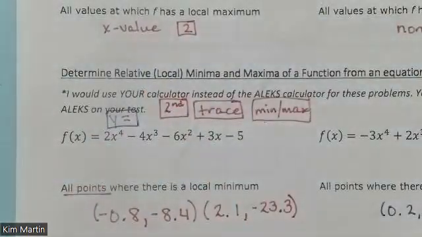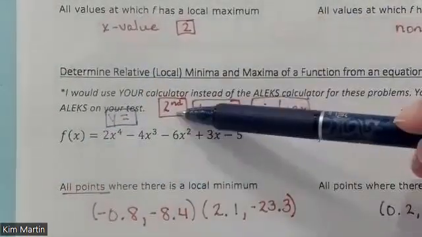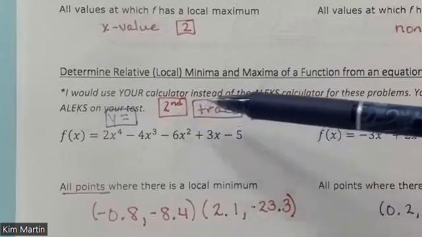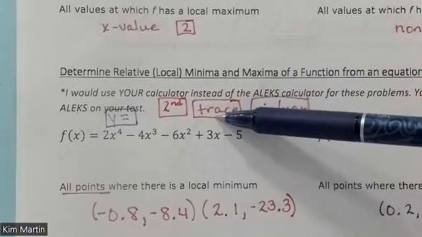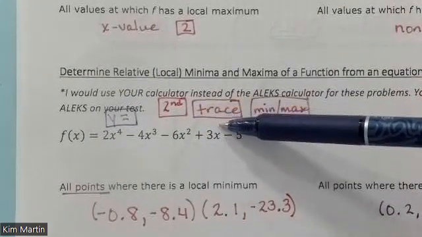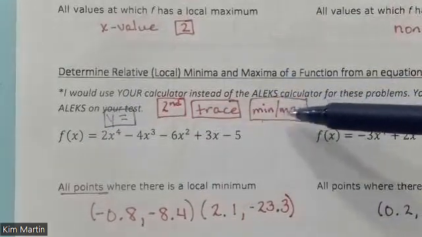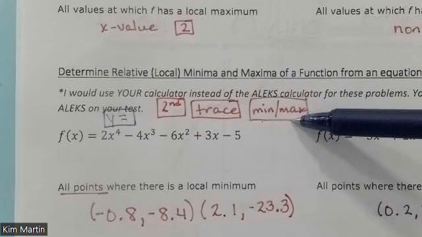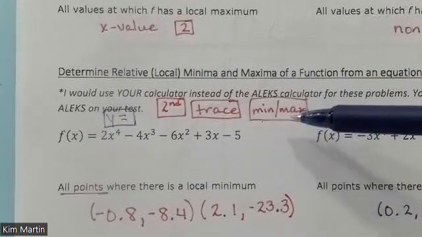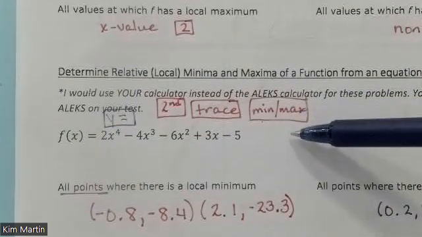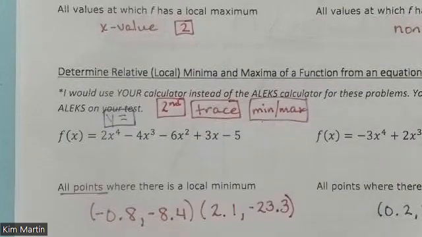Okay. You're going to hit your second button. Then you're going to hit trace, which changes that to calculate when you hit second. And then you're going to pick between minimum or maximum. If it's a minimum, you hit 3. If it's maximum, you hit 4. And then you got to set your boundaries.